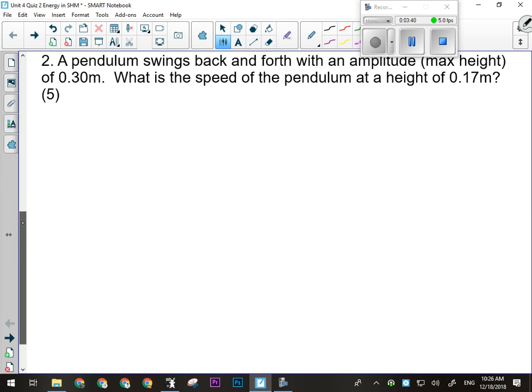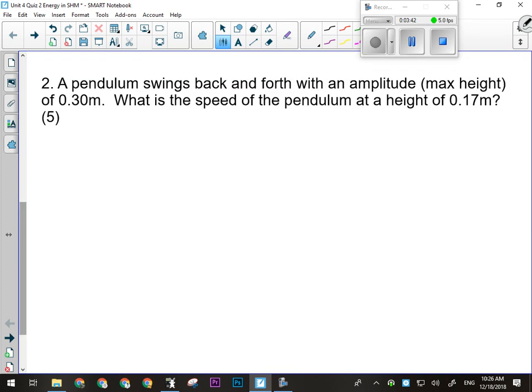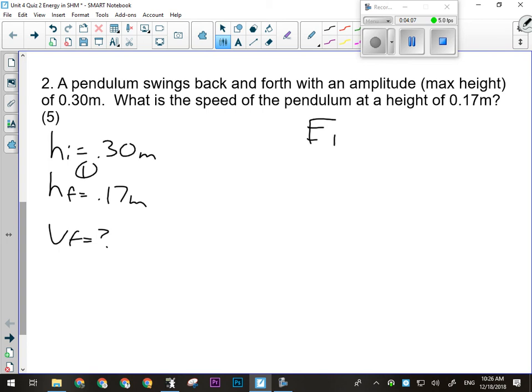What kind of potential energy does a pendulum have? It has gravitational potential energy. So here's what we know. We know that the amplitude, or the maximum height, I'm just going to call that h initial, is 0.30 meters. And I'm looking for the speed of the pendulum when it's at a final height of 0.17 meters. I'm looking for vf. So 1 mark for givens, 1 mark for the law of conservation of energy.